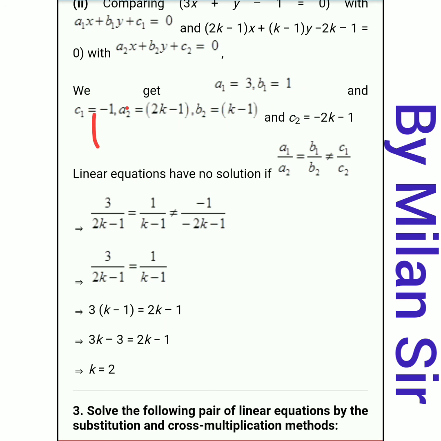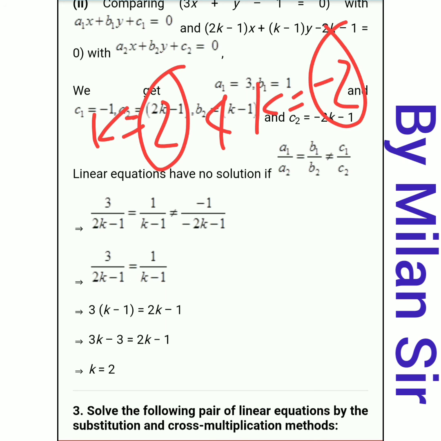Here we get value of k is equals to 2, and in second condition we get k is not equals to minus 2. So plus 2 and minus 2 is different. Okay, so it is right, means k is equals to 2 we can take.